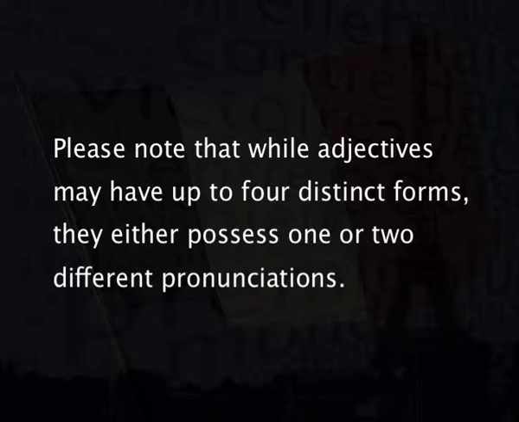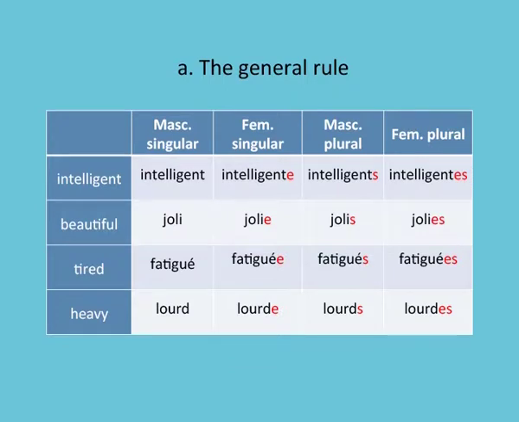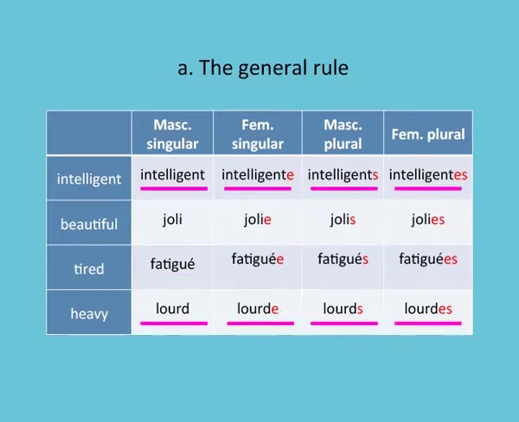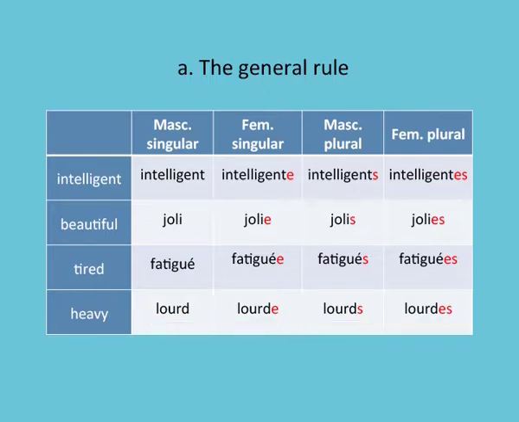Please note that while adjectives may have up to 4 distinct forms, they either possess 1 or 2 different pronunciations. As you may have noticed, all 4 forms of jolie and fatigué have identical pronunciation. But intelligent and lourd have 2 distinct pronunciations. The final consonant is pronounced only if it is followed by the letter E or ES, as in the 2 feminine forms. In both the masculine forms, this consonant is not pronounced.